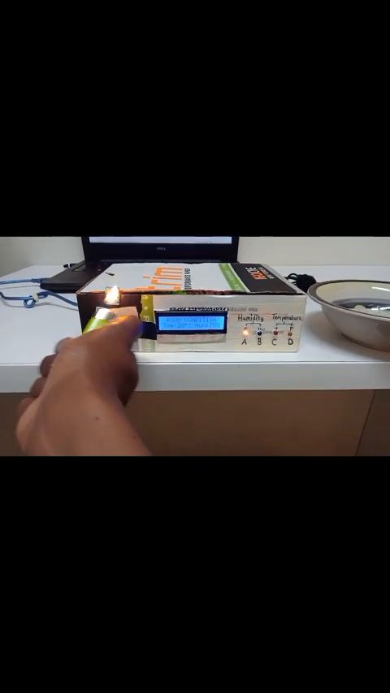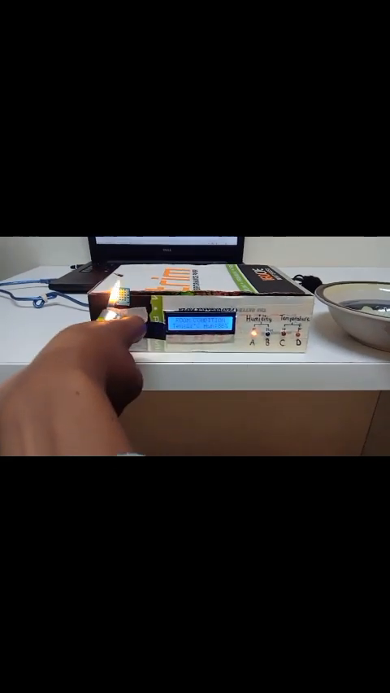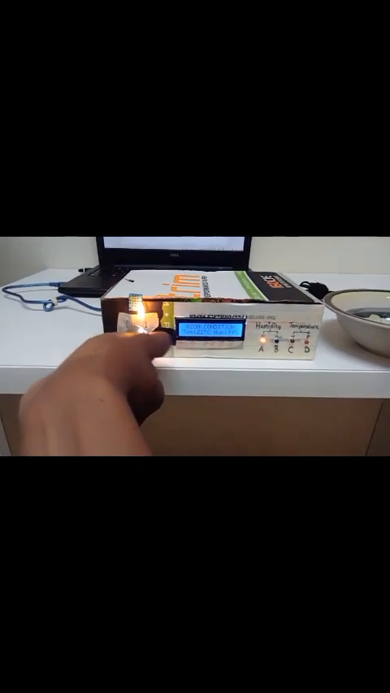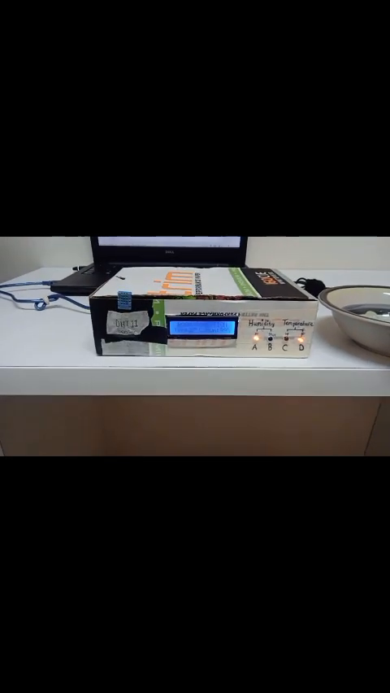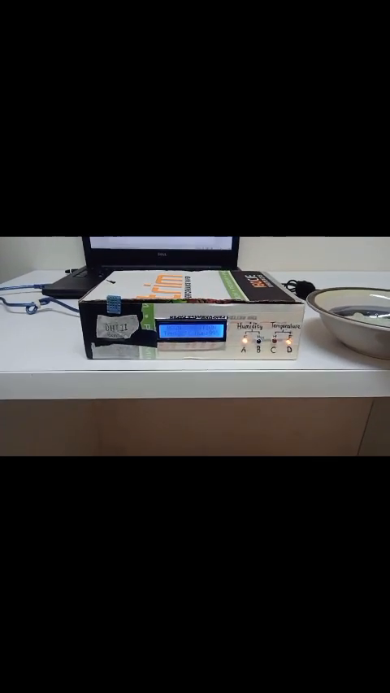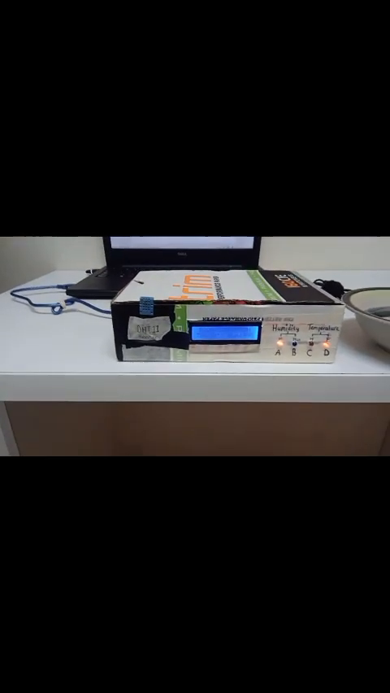Okay, let's increase the temperature and see if the temperature fan will kick in. Let's try to put the temperature above 25. You can see the temperature increasing, 24, 25. There we go, 27 degrees. Now the fan has kicked in. Now that's how the integrated circuit was successful.